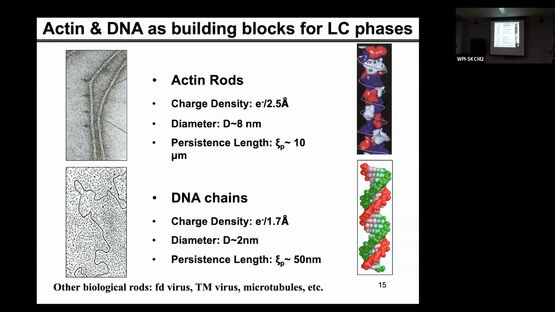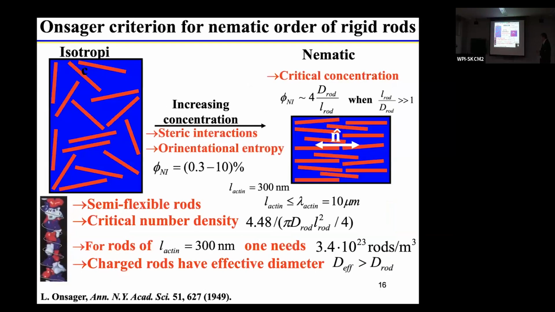And in both cases, we have either relatively short fragments of DNA that can be treated as rigid or semi-rigid rod-like particles, and also actin, where you can have filamentous actin of different lengths. But when the contour length is not much larger than the persistence length, these types of rod-like particles naturally form liquid crystalline phases at appropriate concentrations.